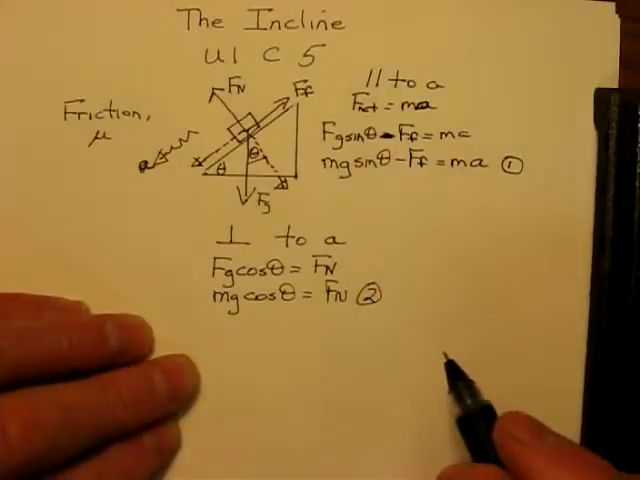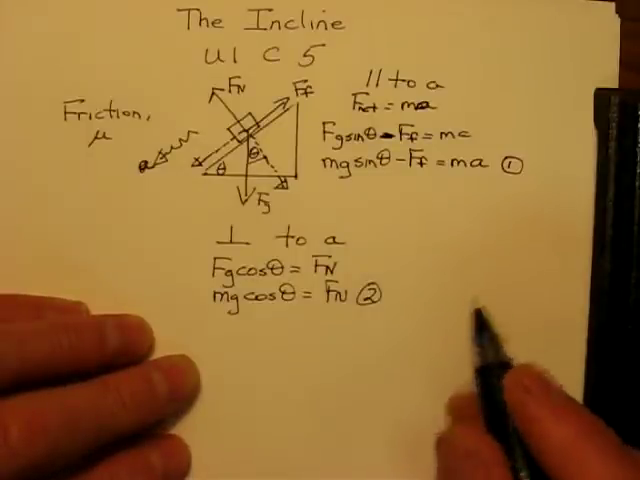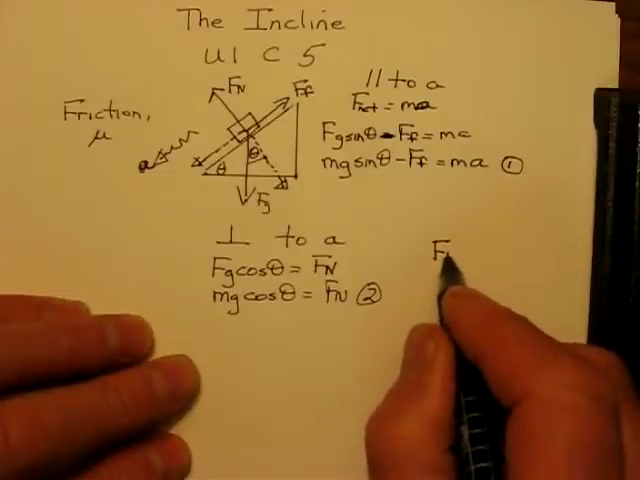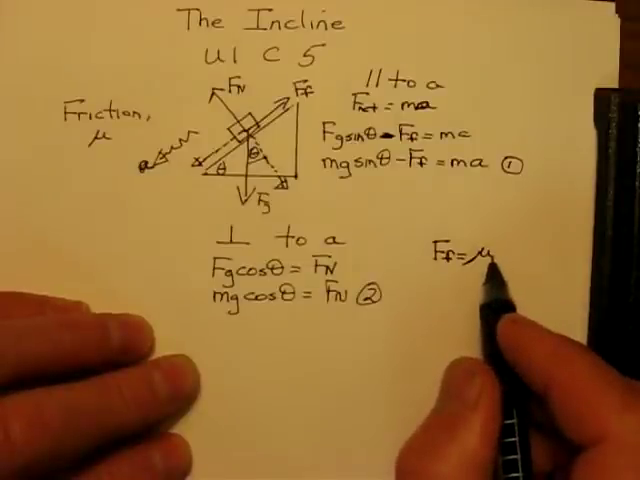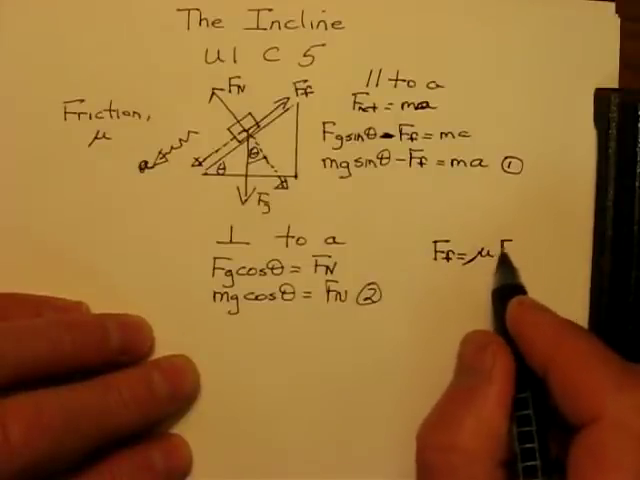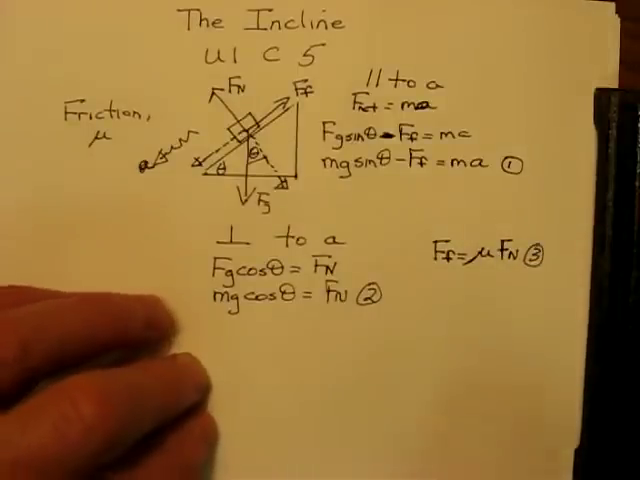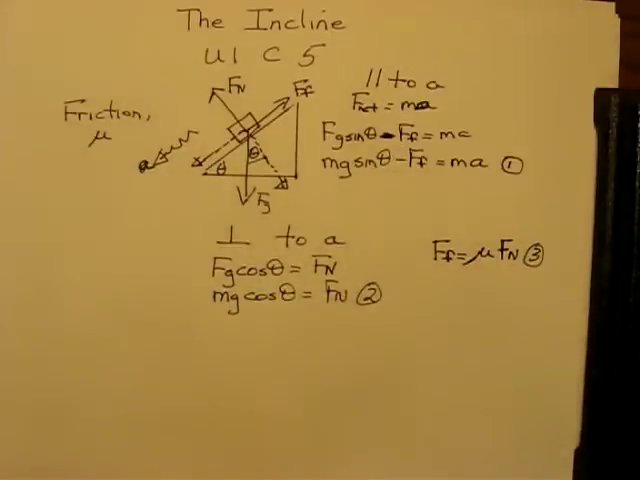There is even a third equation that we can create, but it doesn't come from the free body diagram. It comes from our notes that the force of friction is equal to the coefficient of friction, mu, which is normally always given, times the normal force. This is the third equation. So we have three equations which we will use to solve our incline problems which involve friction. Good luck.